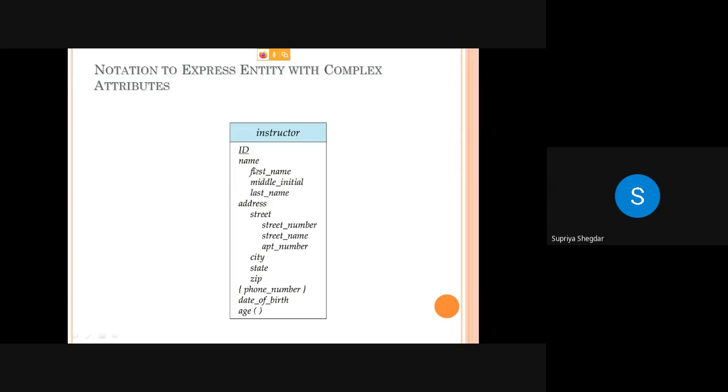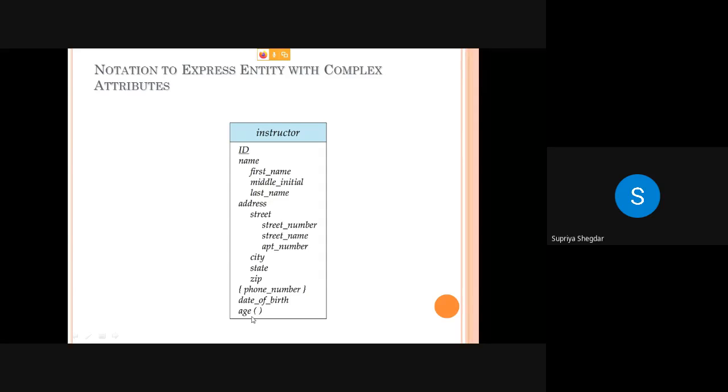So we have written like this, like in a hierarchy we can write this. Then the phone number attribute is the multi-valued attribute. So the phone number attribute, the multi-valued attribute, is written in curly brackets. If any multi-valued attribute is there, then we can write it in a curly bracket. Then date of birth, and the next one is the age.